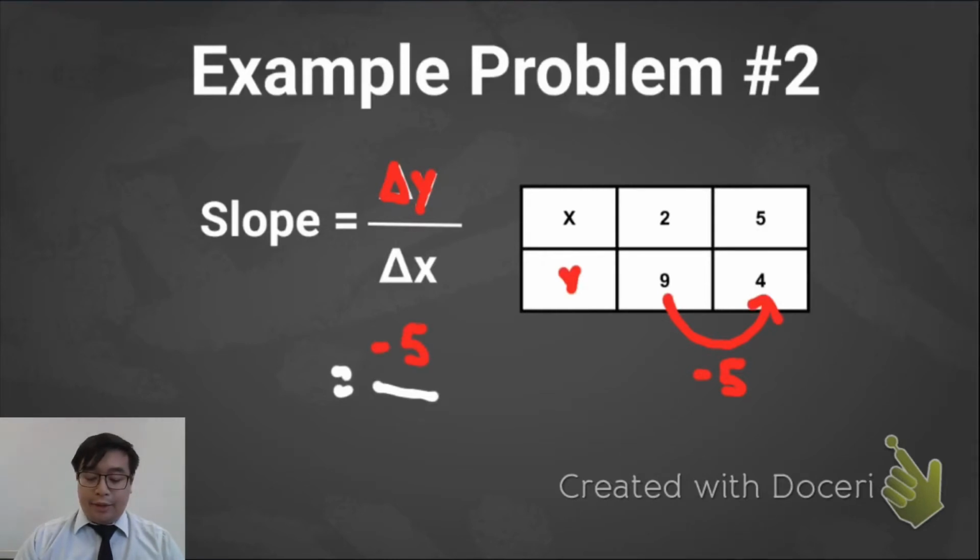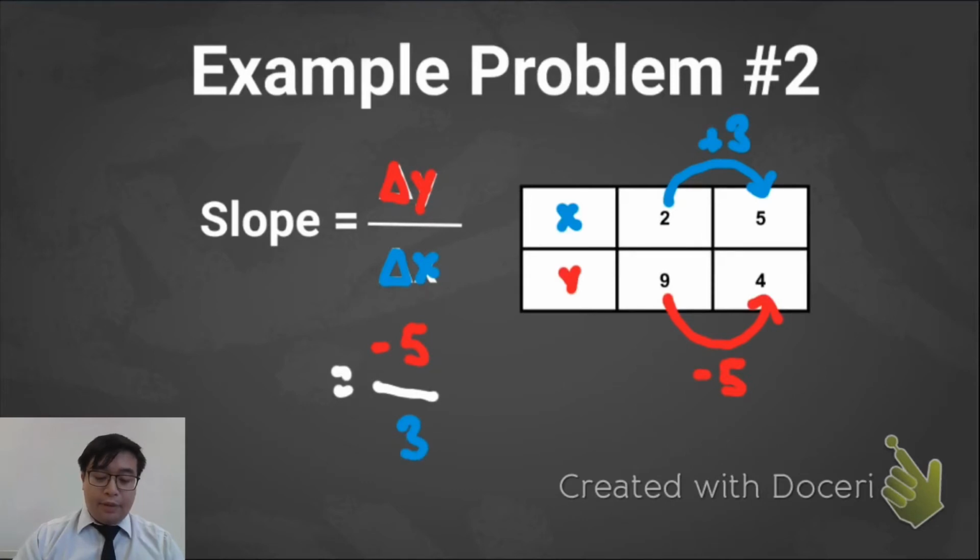Now let's take a look at our change in x. I know that my x values are located up here on the top row of my table. So to find the change in x, I need to compare the 2 and the 5. Starting at 2 and moving up to 5, that's a change of plus 3. So my change in x is 3. So the slope of this table is negative 5 over 3.